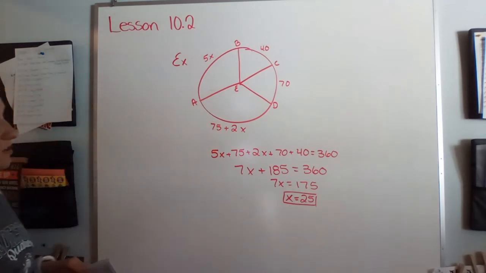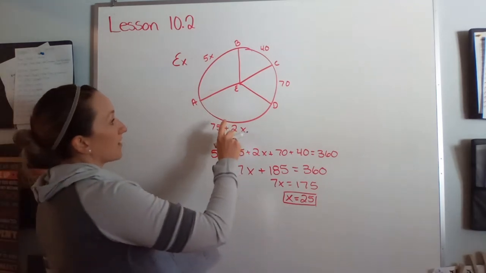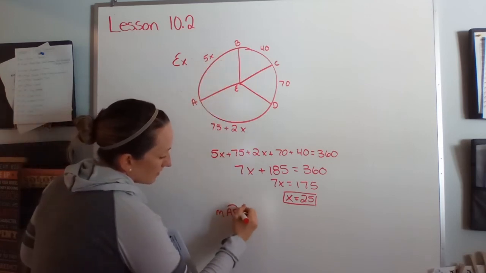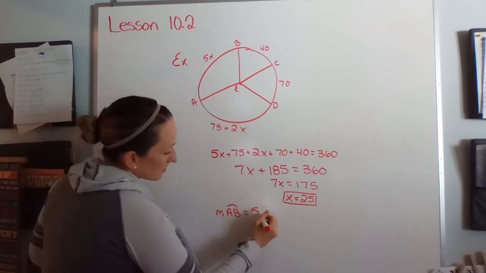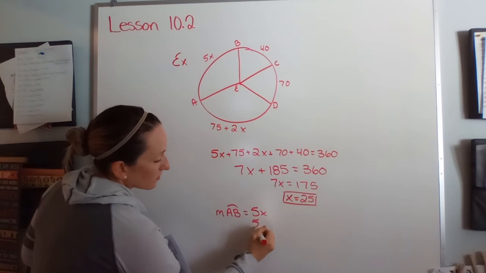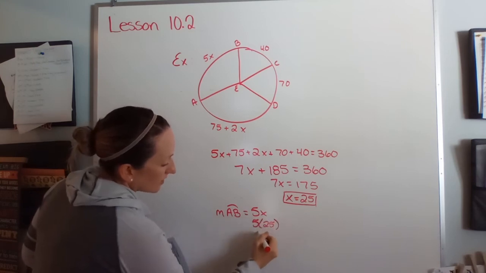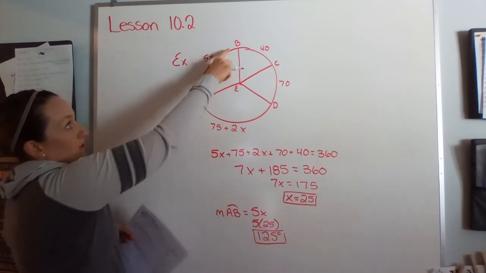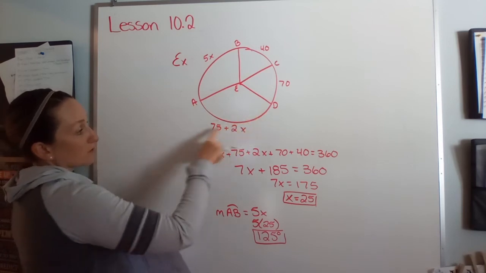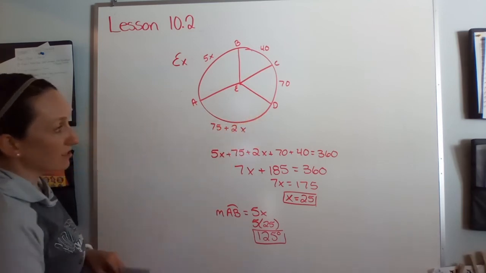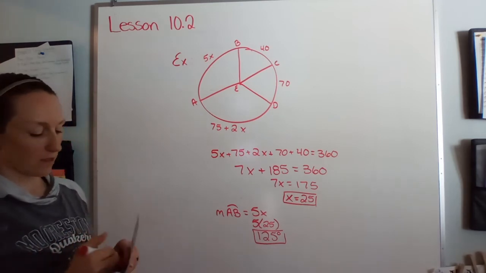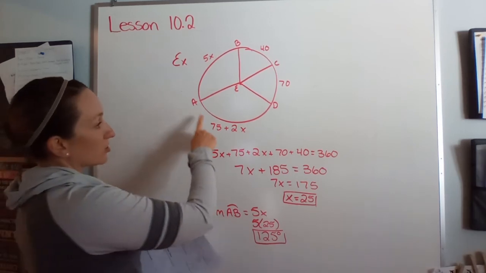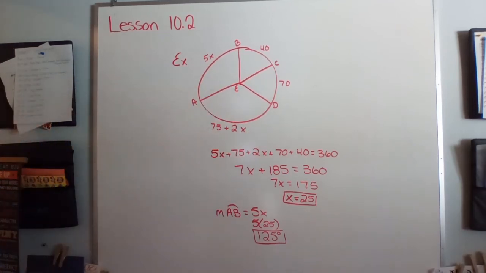All right. Once you know the value of x, the question was really asking you to find the measure of arc AB. So the measure of arc AB is equal to 5x. But now I know x is 25. So 5 times 25 equals 125. All right, so this arc is 125. I could also figure out the measure of arc AD if I wanted to, right? It doesn't ask you to, but you can plug 25 in there as well. Okay, so that is the arc addition postulate. You can add angles or arc measurements together.